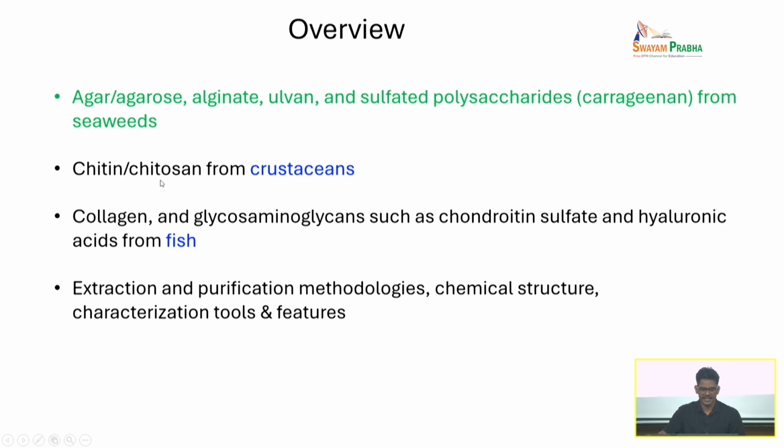for example chitin and chitosan from crustacean species, and also we will be talking about collagen, glycosaminoglycans such as chondroitin sulfate, and hyaluronic acid from fish and other marine organisms. Again, we will look at mostly the process of extraction and purification and some of the applications.